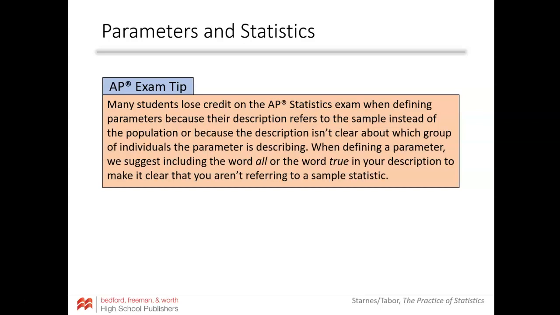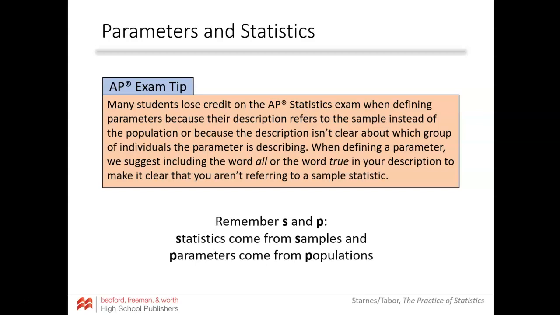So many students on the AP exam will lose credit when they're defining parameters because their description is actually referring to a sample instead of the population, or because their description isn't clear about which individuals the parameter is describing. So when you're defining a parameter, we suggest you include words like either "all" or "the true" in your description to make sure that your reader understands you're not referring to a sample statistic. We'll see some examples of that coming up when we look at some free response questions and some good answers and some bad answers.